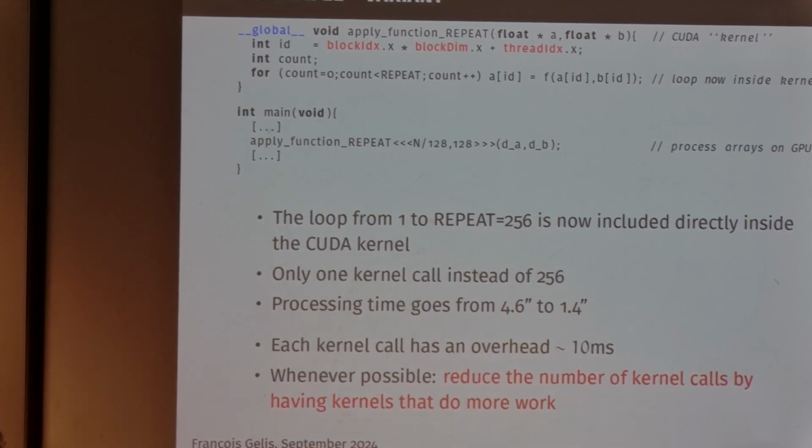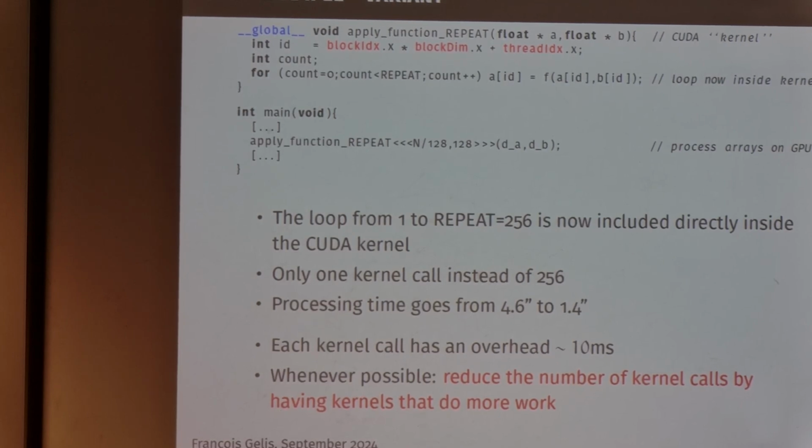So there is another overhead, which is just the time it takes to start one of these parallel functions. And from the comparison of the two timings, you can estimate that each kernel call has an overhead around 10 milliseconds, even if the kernel does nothing. So this is another hint that you should try to reduce the number of kernel calls and have kernels that do more work if you can, because that will eliminate these trivial overheads.